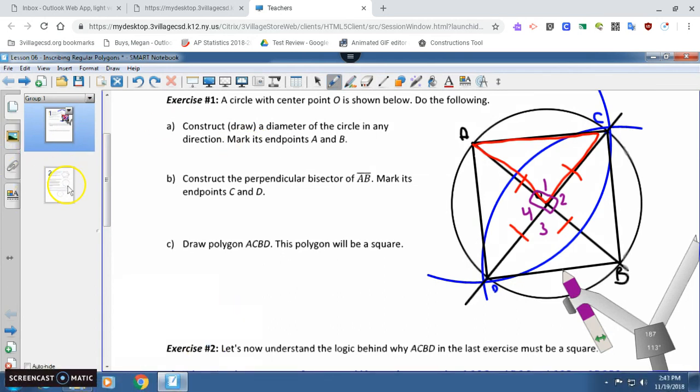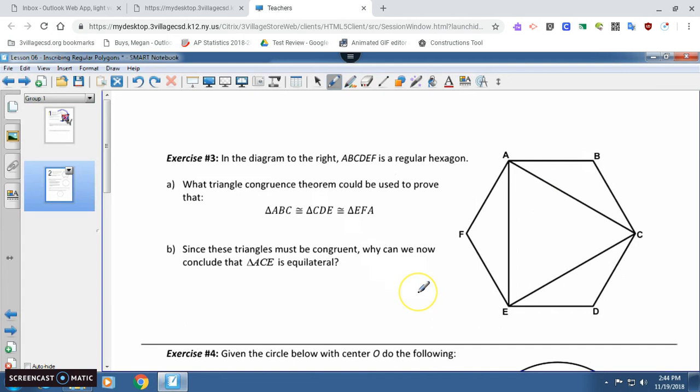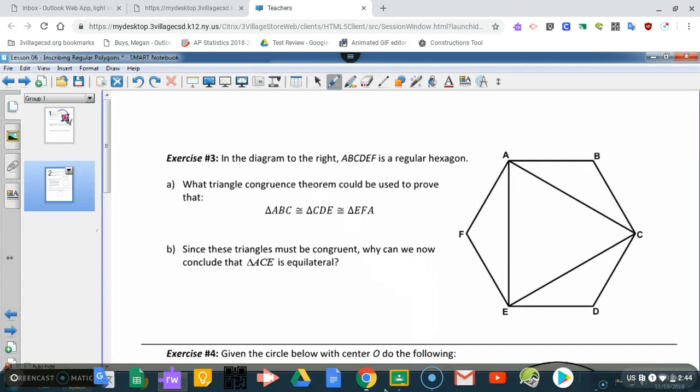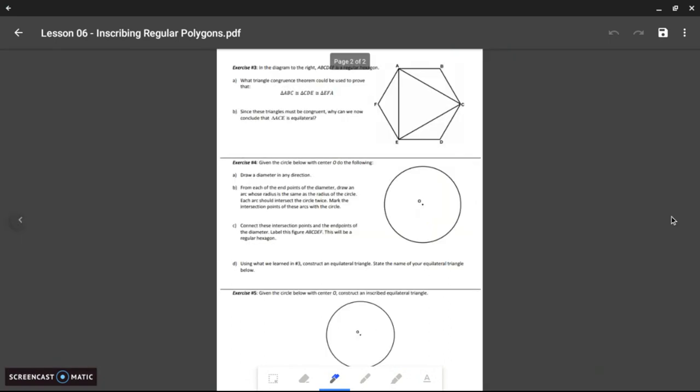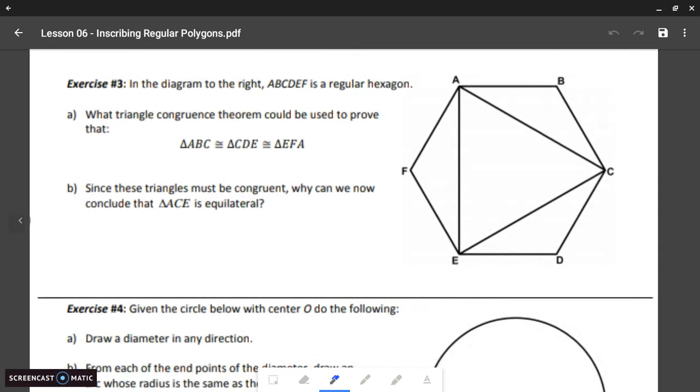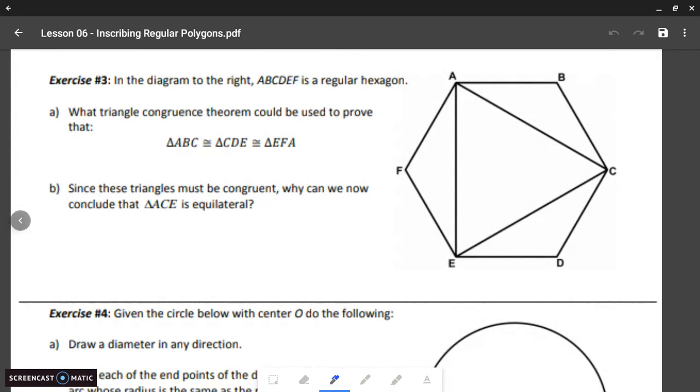Let's go a little bit further. In our next exercise, we want to talk about triangle congruence a little bit more. So in the diagram to the right, we have a regular hexagon shown. Now remember that word regular. Anytime you see the word regular, it means that all the sides are congruent. So even though we know a square has 4 congruent sides, we could have also referred to it as a regular quadrilateral, 4-sided shape.